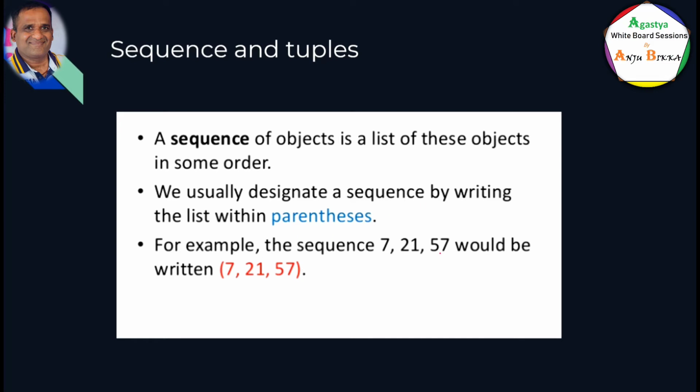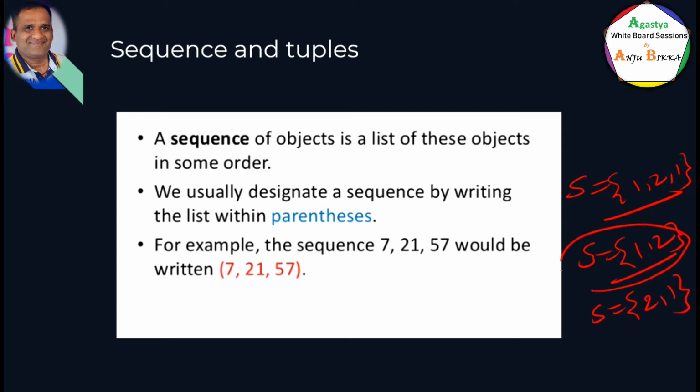Now, in the set, what are the main attributes? In the set, duplicates are not allowed. You can't write like this. So this is in S. And also the order is not important. So you can write the set in this fashion or in this fashion. The order of the elements is not important, it is unordered.